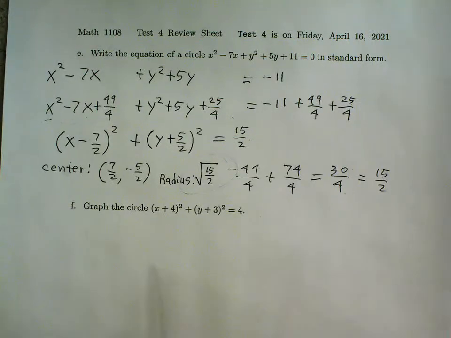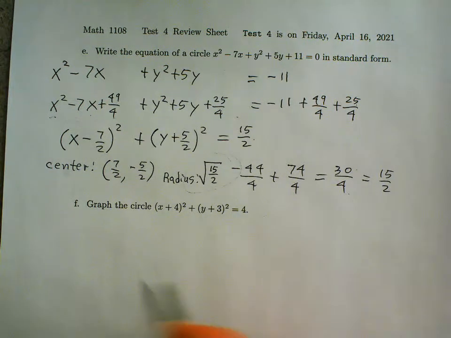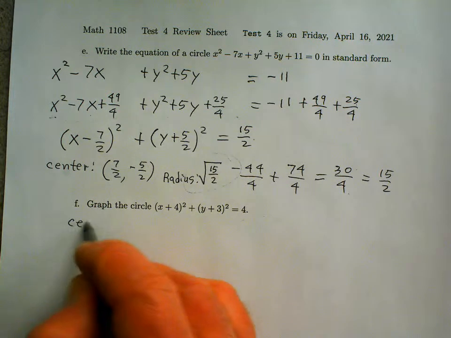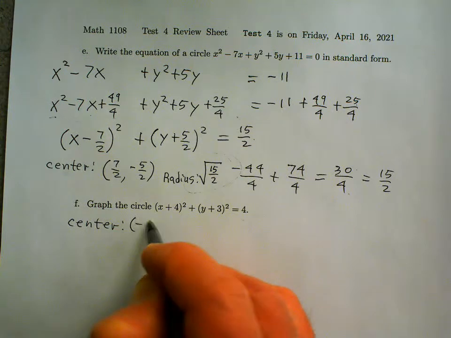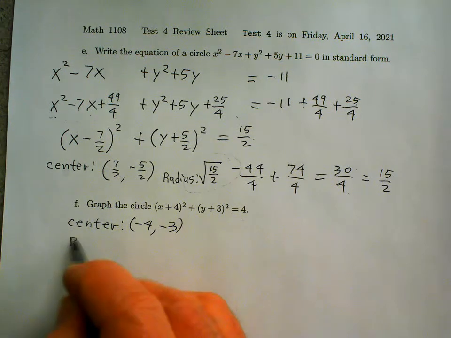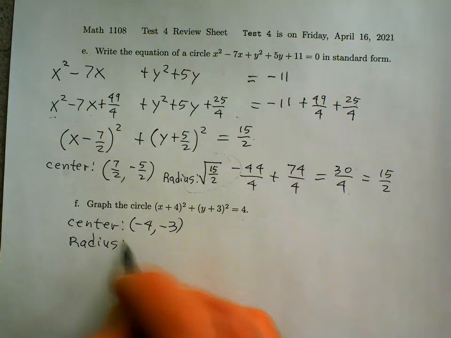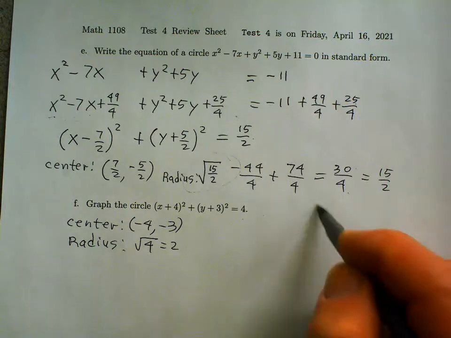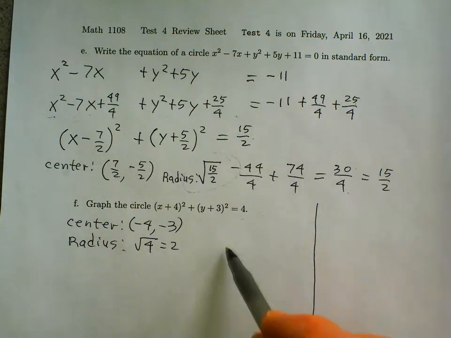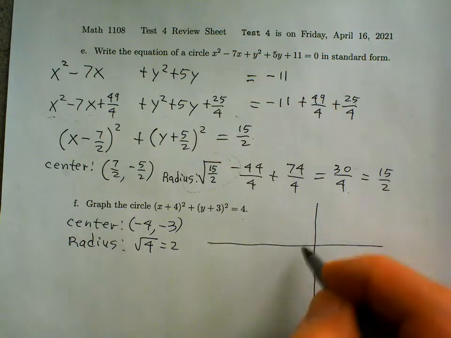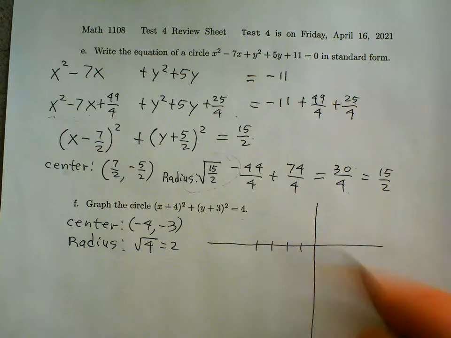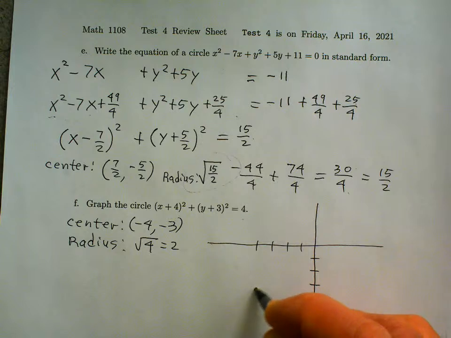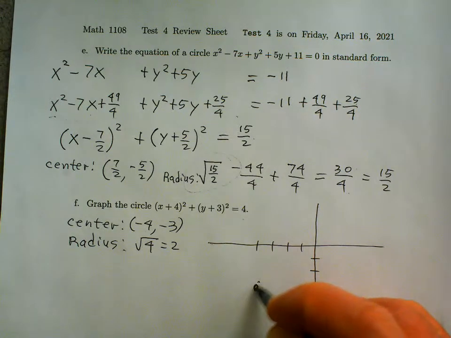Okay, the next one, graph the circle x plus 4 squared plus y plus 3 squared equals 4. So the center is the ordered pair -4, -3. And the radius is the square root of 4, or 2. So this isn't too hard. First, let's identify the center, -4, -3. So the center, -4, -3.